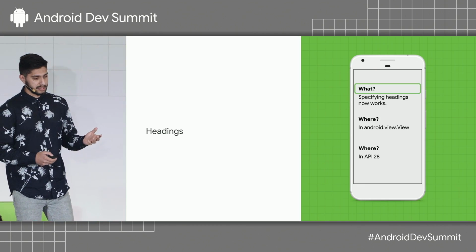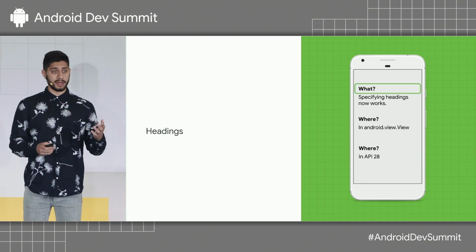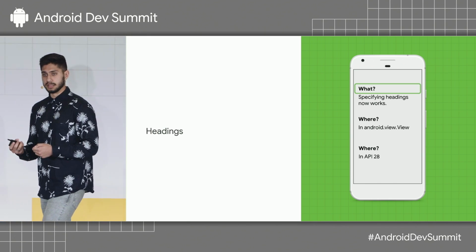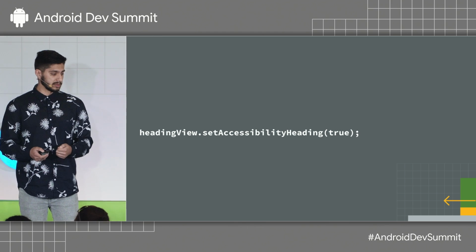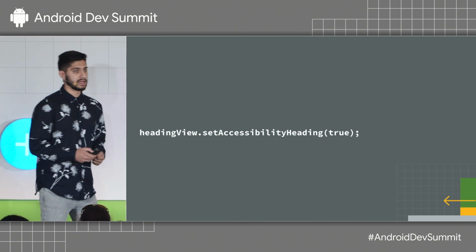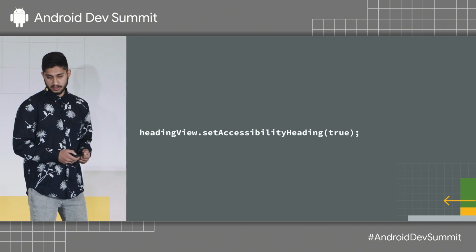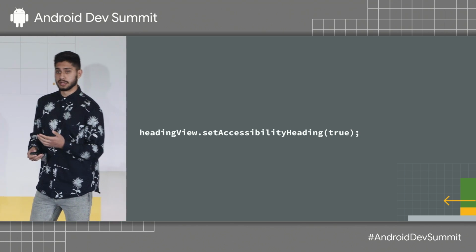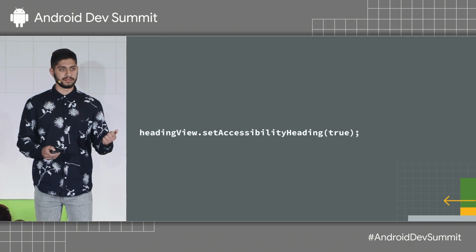And finally, there are headings. These section titles are used by TalkBack users, for example, to navigate through sections quickly and easily. The way you specify that is exactly what you'd probably expect. Pass in a Boolean to set accessibility heading on a view. This is also available in 28, and we added this to the latest alpha of the AndroidX library. That'll work all the way back to 19.